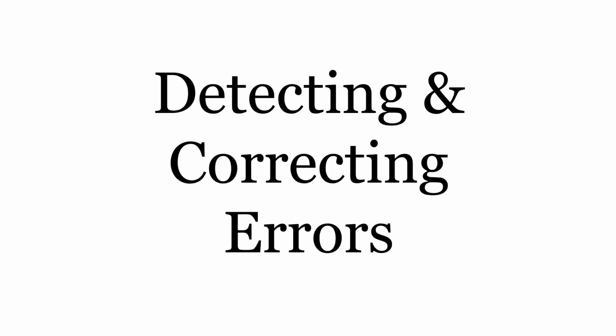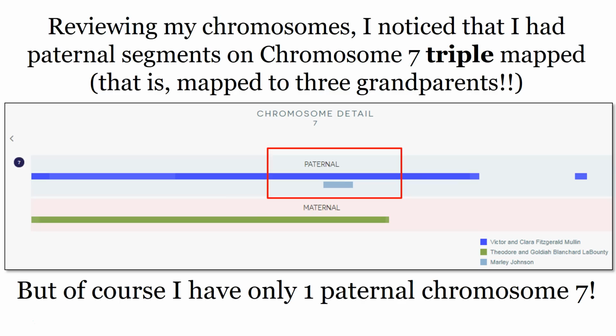Another thing you can do with this is detect and then correct errors you make in your mapping. And there is no question you will be making errors in your mapping. I, for example, was mapping, and what I realized was I had mapped paternal segments on chromosome 7. I actually ended up triple mapping onto chromosome 7. I mapped segments to 3 different grandparents on chromosome 7. Now, in one location, which is the important key term there.